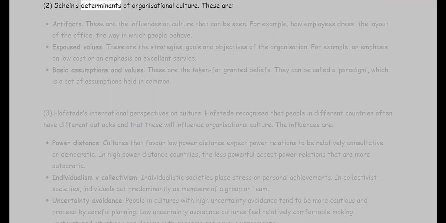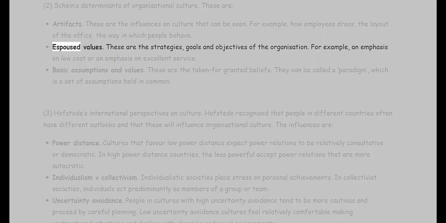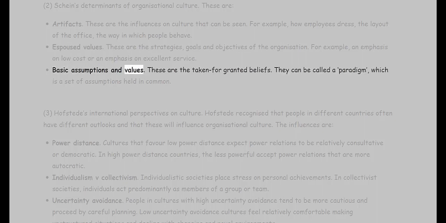2. Schein's determinants of organizational culture. These are: artifacts. These are the influences on culture that can be seen. For example, how employees dress, the layout of the office, the way in which people behave. Espoused values. These are the strategies, goals, and objectives of the organization. For example, an emphasis on low cost or an emphasis on excellent service. Basic assumptions and values. These are the taken for granted beliefs. They can be called a paradigm, which is a set of assumptions held in common.